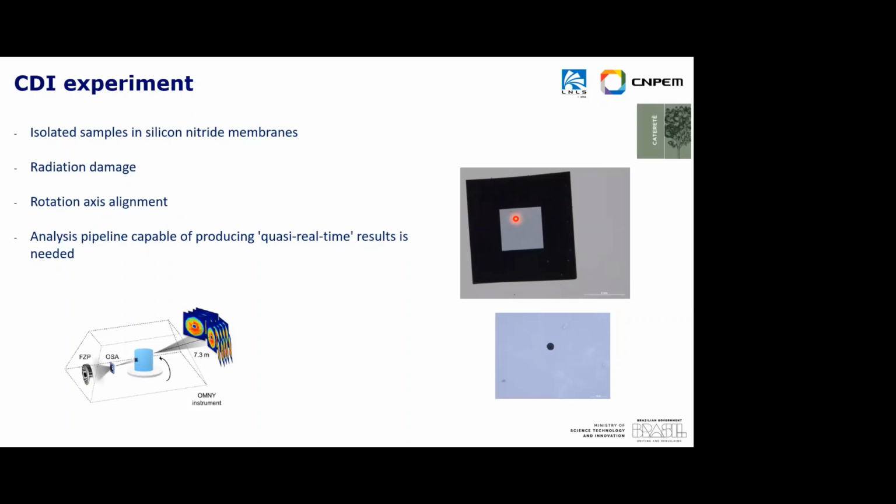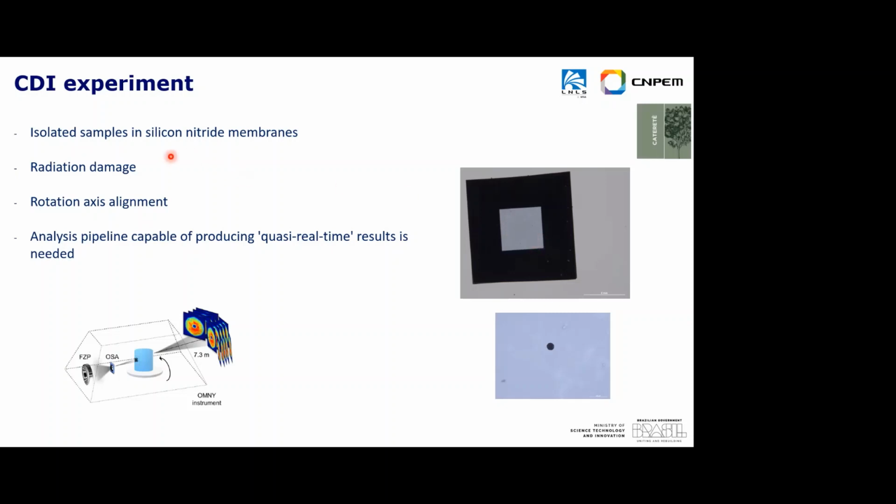Here you cannot see very well, but we have 4 candidates on this membrane. So it was these microspheres, some catalyst as well. We have to obtain isolated samples because of the tomography. You need to be able to rotate it without any other object in the view. And we are using the silicon nitride membranes because they're transparent for X-rays, so it's quite nice.